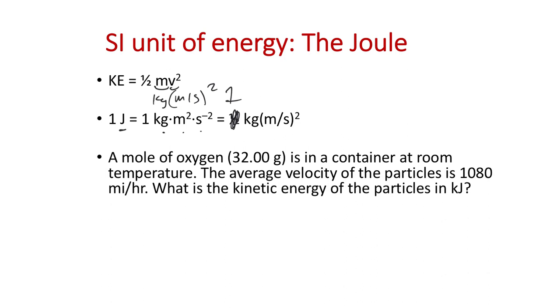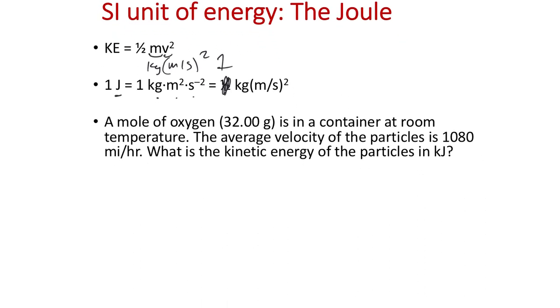Okay, so we can actually solve a problem here. Let's work on this one together. We have a mole of oxygen, 32.00 grams. The word mole, we'll talk about in chapter 3, so if you don't recognize the word, don't worry about it. We're just being told here that that's 32 grams. This is a mole of O2. The molar mass of oxygen is 16, and we talk about atomic weights in chapter 2 and chapter 3, so we're just using the mass here. It's given to us, but it comes from 16 times 2 grams per mole. It's in a container at room temperature. The average velocity of the particles is 1,080 miles per hour.